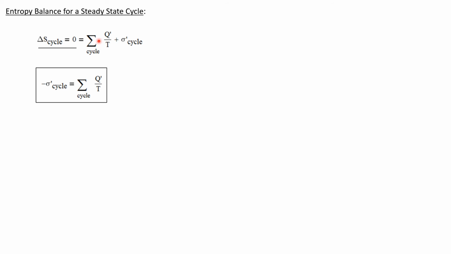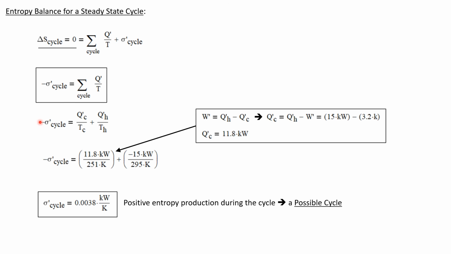Now, since this summation plus sigma dot is equal to zero, we can say that the negative of the entropy production rate around the cycle is just the summation around the cycle of Q dot over T. There are two heat transfer terms, Q dot C and Q dot H. So let's replace this summation with Q dot C over Tc, which is the temperature at which this heat transfer takes place, and we'll sum with that Q dot H over Th.